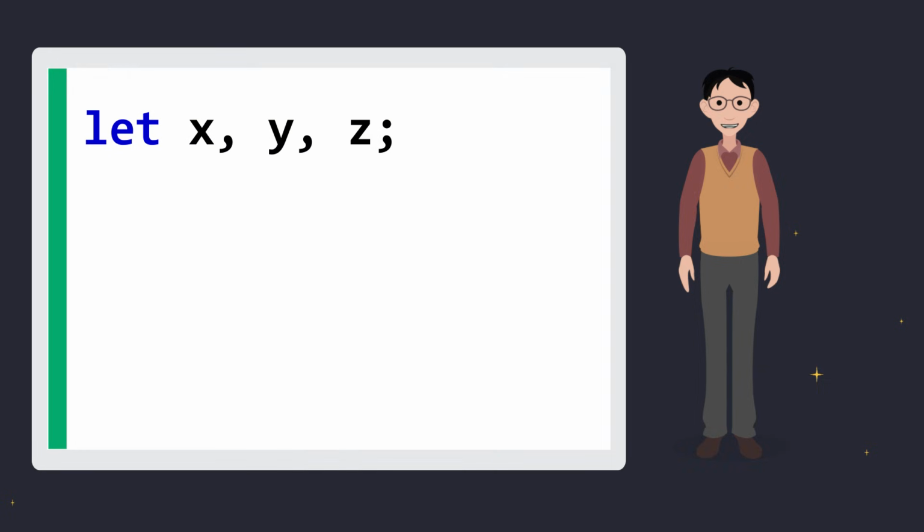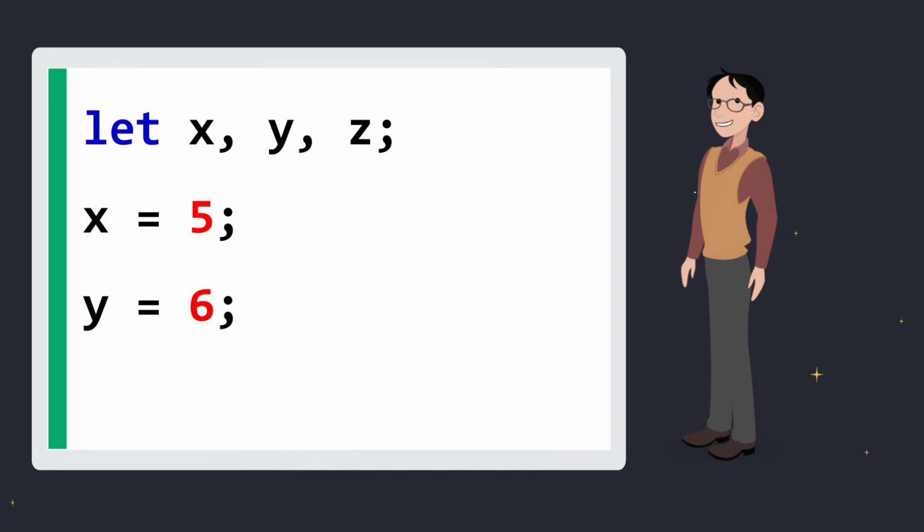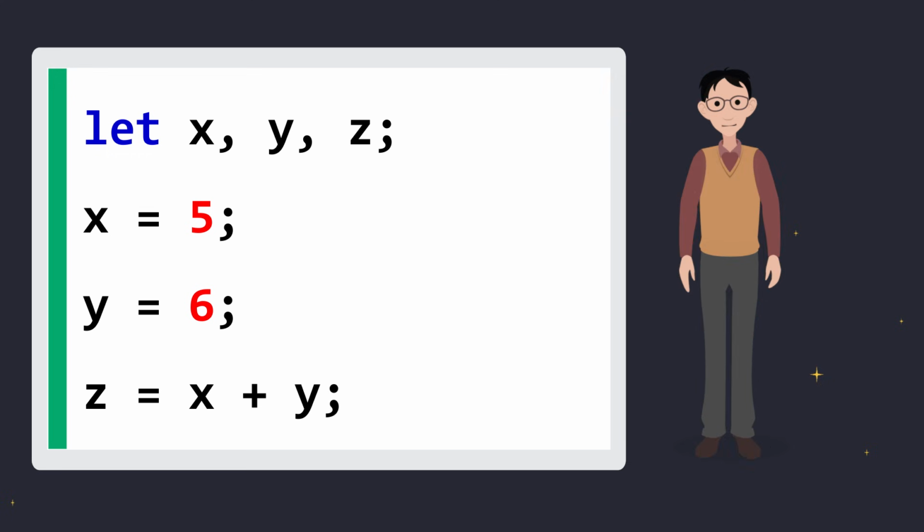Then we assign values like this. x is 5 and y is 6. And z? Well, that's just x plus y, or 11.